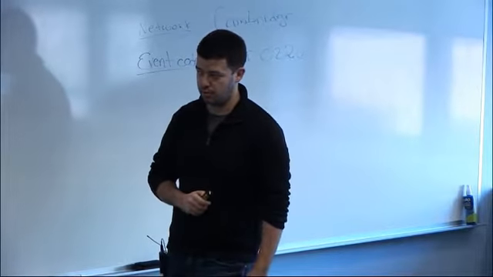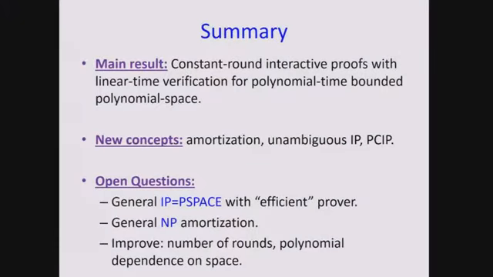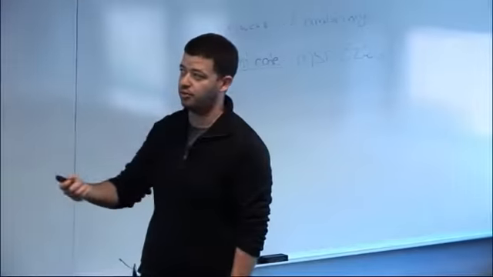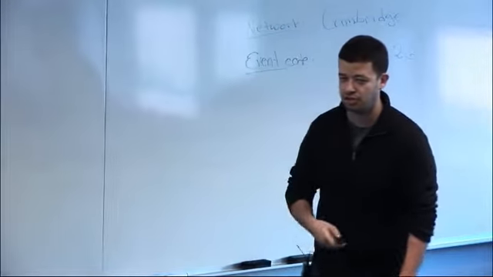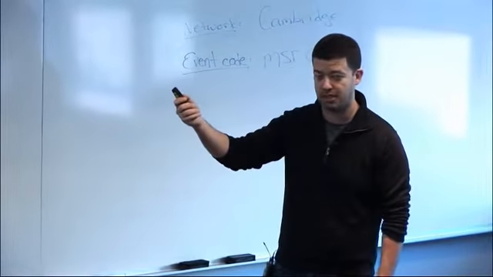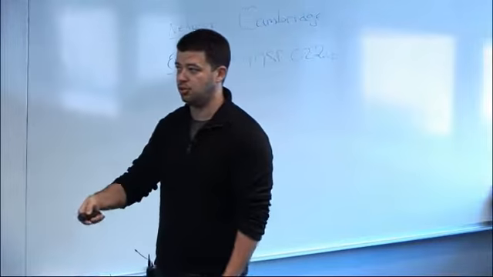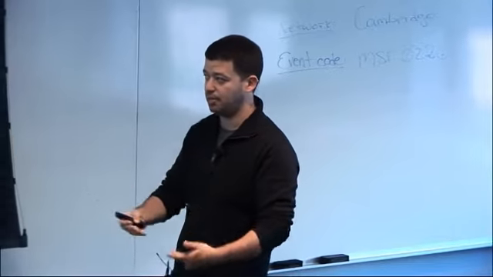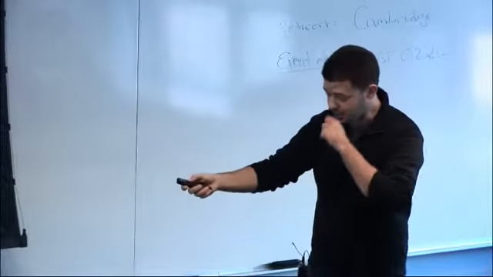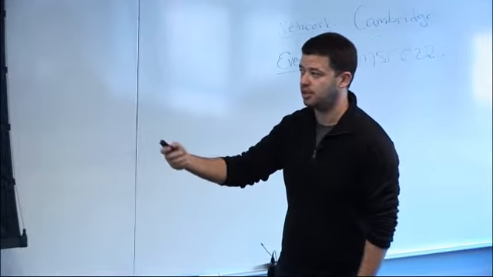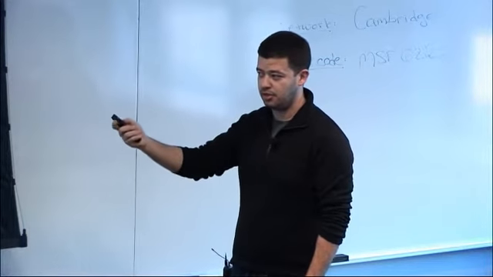Okay, so just to summarize. Our main result is constant round interactive proofs with linear time verification for polynomial time and bounded polynomial space languages. We introduced these new concepts of amortizing NP and IP, and so forth: these unambiguous interactive proofs and probabilistically checkable interactive proofs.